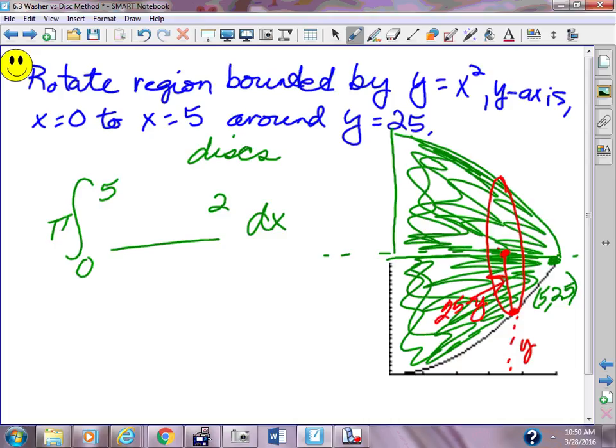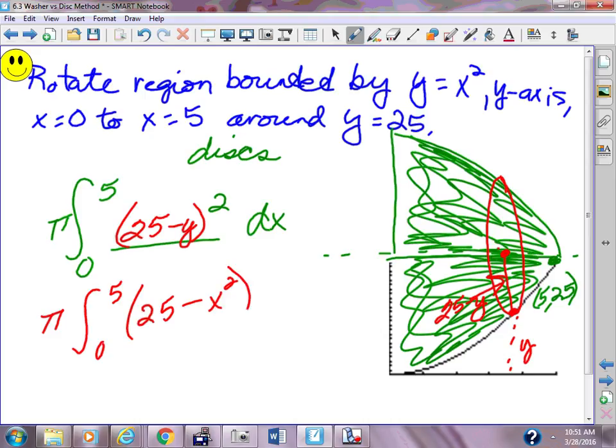25 minus y. There we go. And then instead of y, what am I going to put in? X squared. So we'll keep the pi out front. 0 to 5, 25 minus x squared, and quantity squared, because that was the radius, 25 minus x squared.